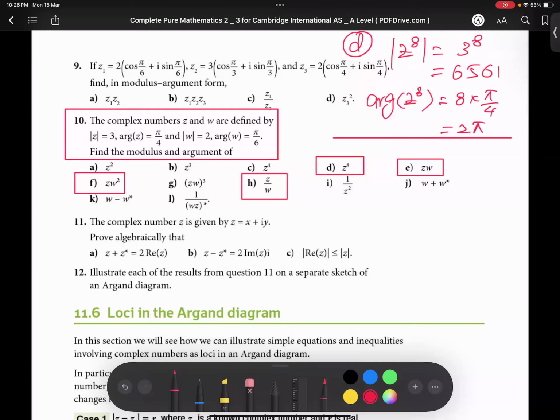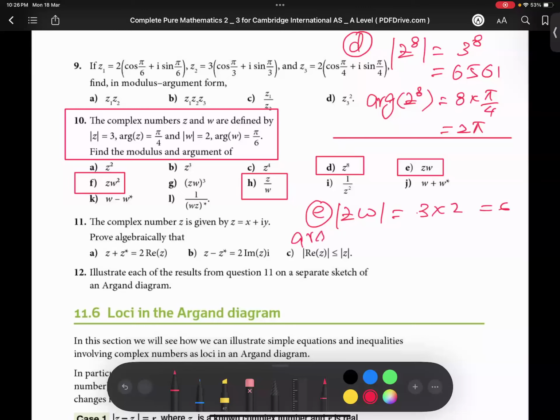Let's talk about the E part now. E part, Z and W multiplying. If I want to find the modulus of this one, as I said before, what I will do is simple: the modulus of Z and W will multiply, nothing changes. 3 into 2, I get 6.